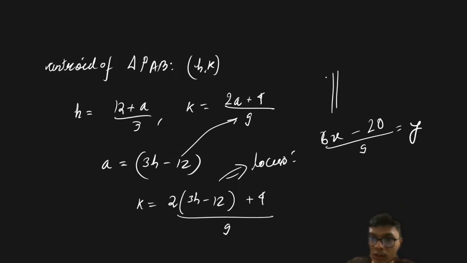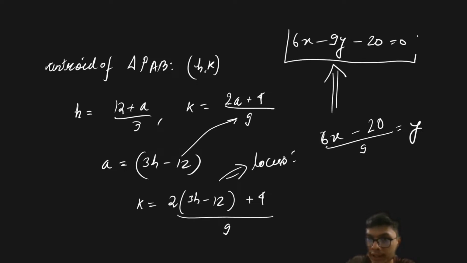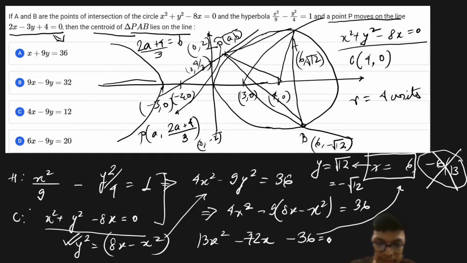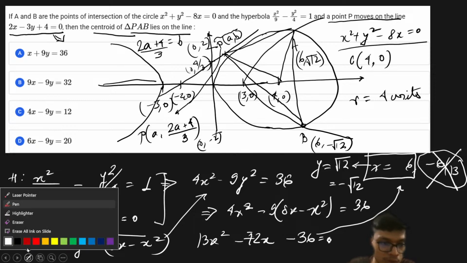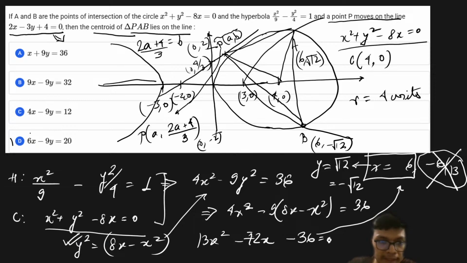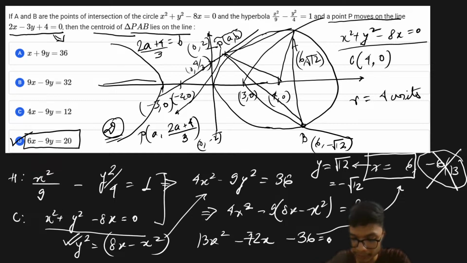So from here you will see that the locus equation can be written as 6x − 9y − 20 = 0. So the centroid of the triangle PAB will lie on this line, that is option D over here. You are going to have the answer as option D, that is 6x − 9y = 20. I hope this particular problem is simple and straightforward to all of you, right? Please let me know if you have any questions or queries in this problem.